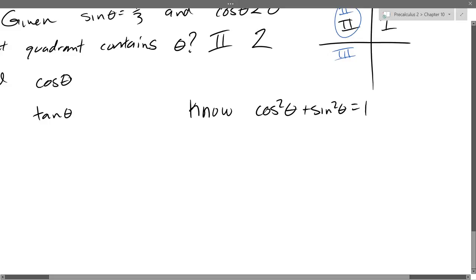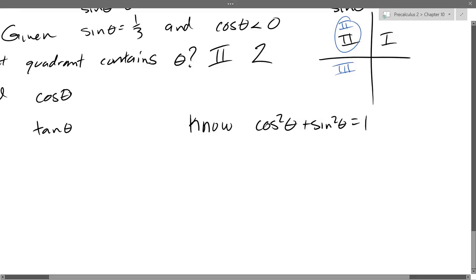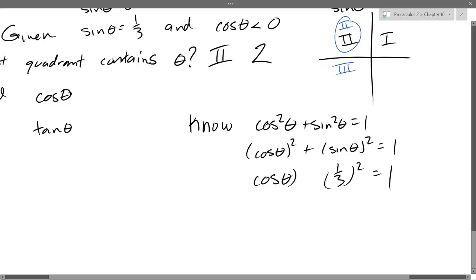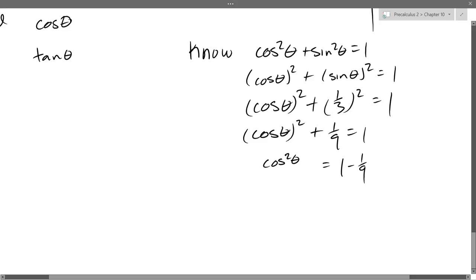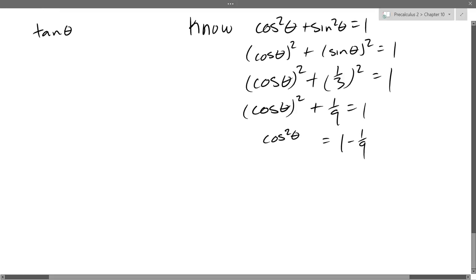And from here, we are going to use our 1/3 for sine. So I know sine theta is 1/3. And here's a good time to rewrite using more obvious exponential notation. So I'm just going to put 1/3 where I see sine. 1/3 squared is 1/9. And 1 minus 1/9, we're subtracting, so that is 9/9 minus 1/9. I'm so used to writing with that exponential notation, I'm going to fall back into that probably almost the entire rest of the quarter. So 9/9 minus 1/9 is 8/9.